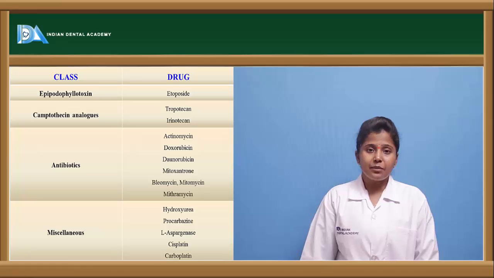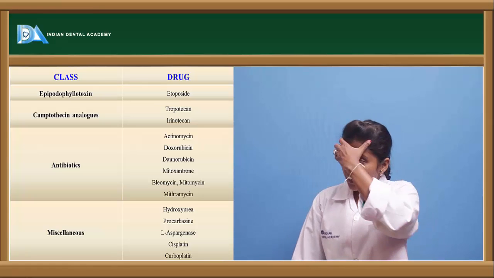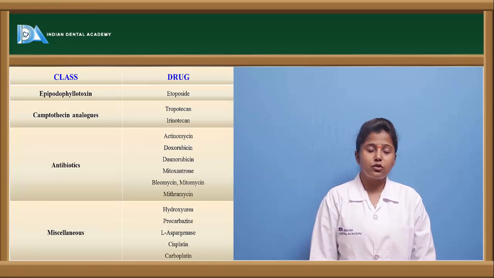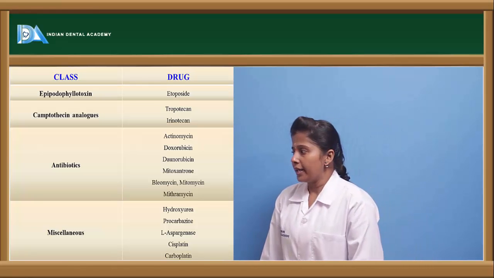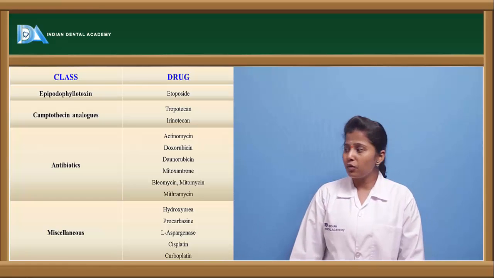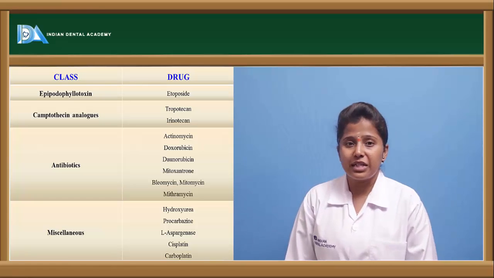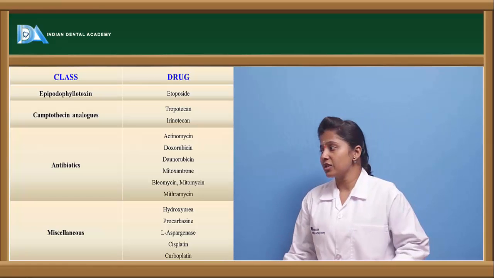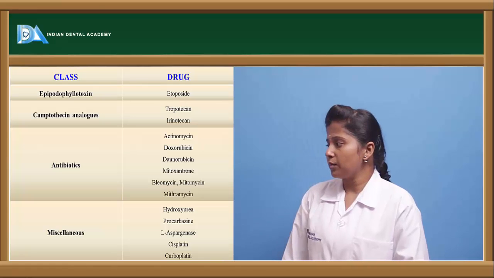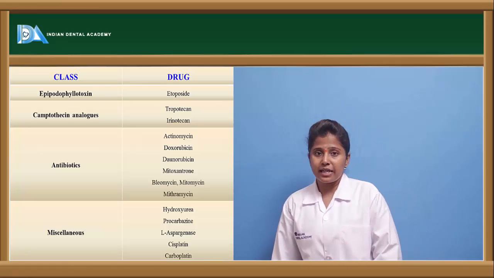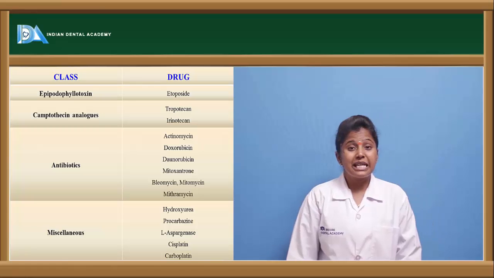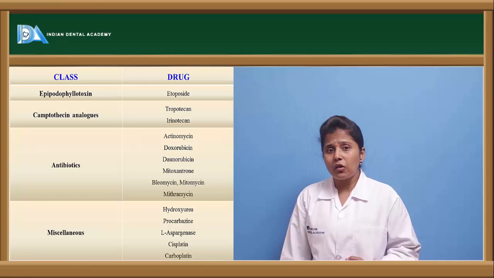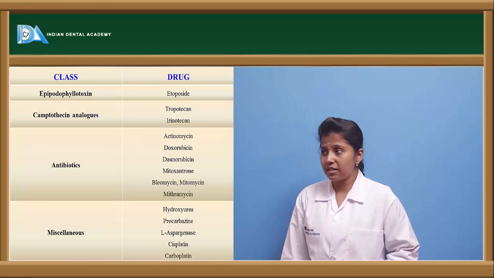There are various antibiotics which are used to treat cancer, such as actinomycin, doxorubicin, daunorubicin, mitoxantrone, bleomycin, mitomycin, and mithramycin. These are the antibiotics, and there are various other miscellaneous drugs like hydroxyurea, procarbazine, L-asparaginase, cisplatin and carboplatin. These are the various categories of drugs used in the treatment of cancer, and all these drugs directly act on the cancer cells.